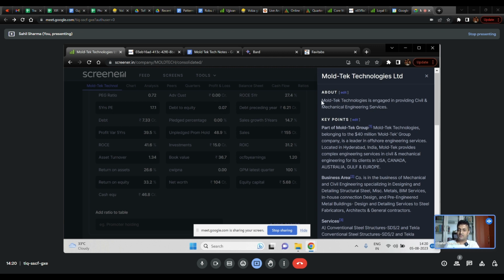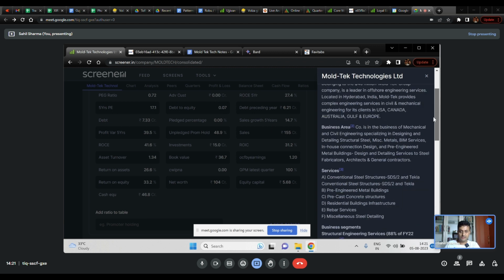So Moltech Technologies is providing civil and mechanical engineering services, right? It is part of the Moltech group. So if any of you have seen Moltech packaging, they make those plastic vessels or buckets for Asian Paint. That is the group here. Very good corporate governance track record, very good track record of growth, very good track record of being minority shareholder friendly, right?